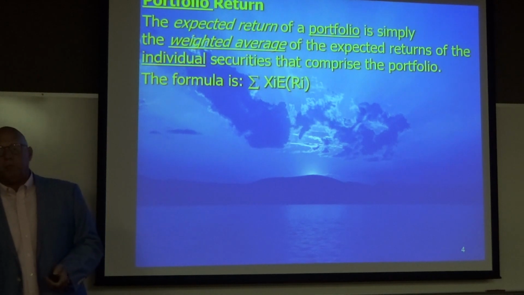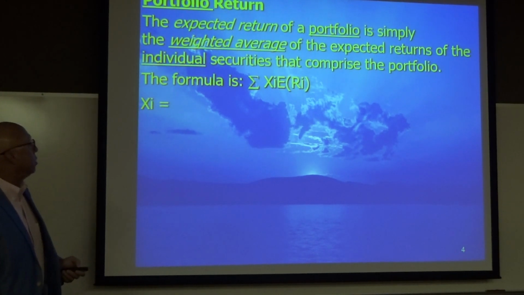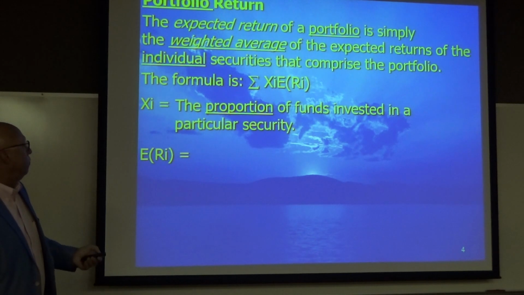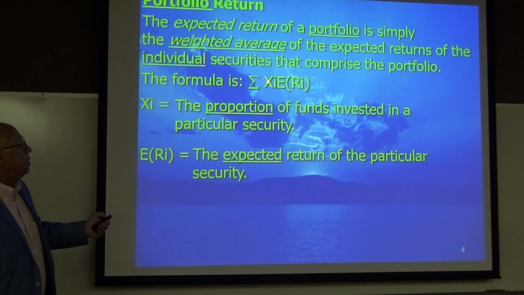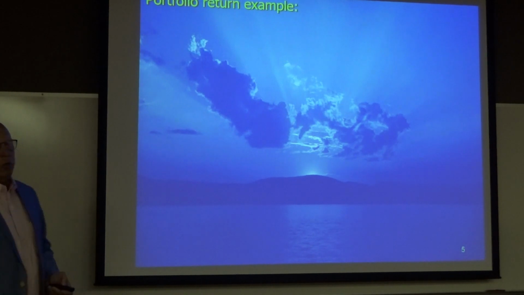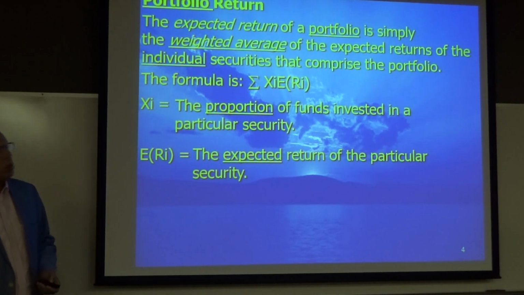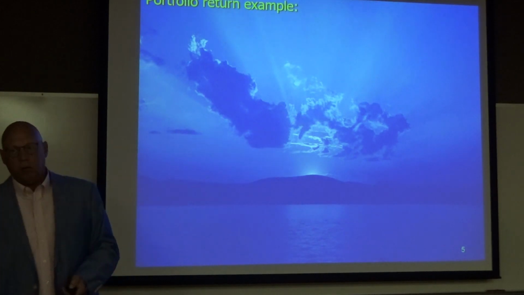So here's the formula. The sum of XI, which is the proportion, the weighting, times the expected return of the individual security. So if I take the weighting times the expected return, add them all up, we will get the return of the portfolio. Let's make sure you get those blanks filled in there for your notes. All right, let's look at an example, and this will clarify it for you, clear it right up for you.